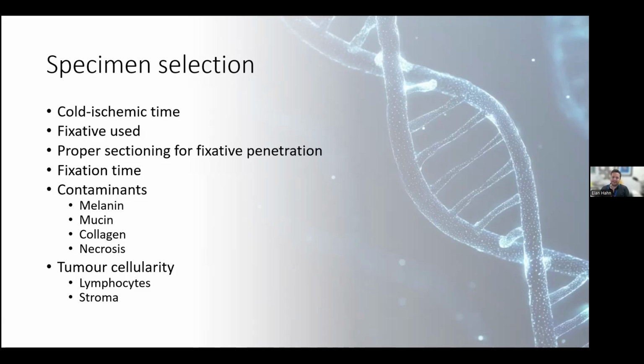Otherwise, there are certain contaminants that could be present in the tissue, like melanin, mucin, collagen, or necrosis. And a separate issue to be aware of is tumor cellularity. So how many tumor cells do we see relative to other cells? Specifically, lymphocytes tend to be a common contaminating cell type, or stroma and stromal components.